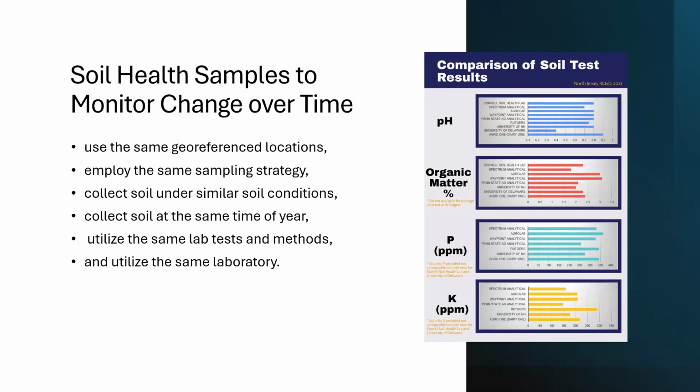And then, most importantly, you want to use the same lab and those tests and those methods, right? That's important because we know from chemical testing that labs do things differently. This is a nice image that I borrowed from the New Jersey RC&D that shows a bunch of different labs and a bunch of different tests and how they give different results. So it is important for interpretation and to see if you're making a difference over time to use consistency in sampling, lab, methods, etc.